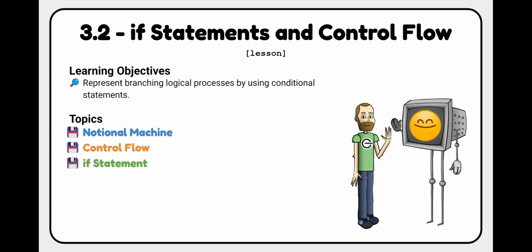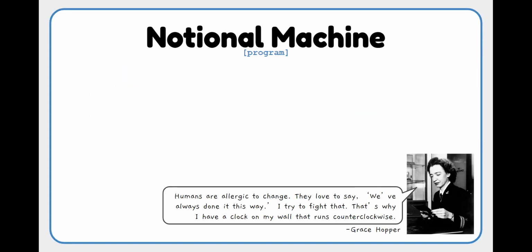3.1 seemed nice and easy. I feel like we have a nice momentum going. Let's keep going with 3.2, if statements and control flow. We're going to start off with the notional machine.